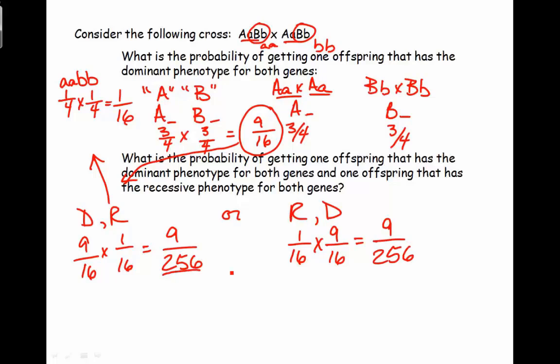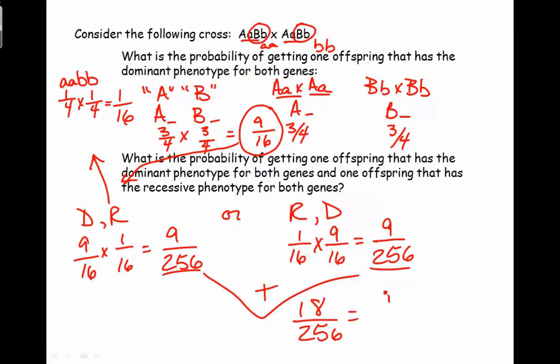Well, since it can be this way or this way, we're going to take those two, we're going to add them together, and we end up with 18/256. Now that does reduce down slightly. It's going to be 9/128. And that right there would be our final answer to that particular question. So notice how we've got some multiplication rule mixed in there. We've also got some addition rule mixed in there as well.